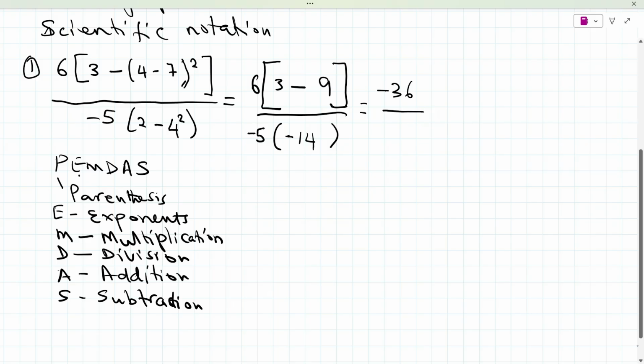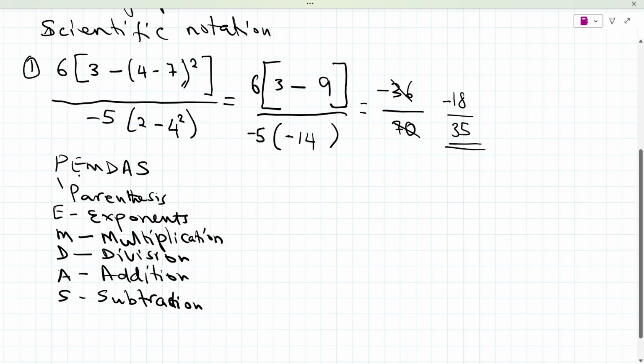And this is all divided by minus 5 multiplied by minus 14, and that will be positive 70. So in this case, you can simplify by dividing by 2 at the top, and you remain with minus 18, divided by the bottom divided by 2 will leave you with 35. And that becomes your final answer.